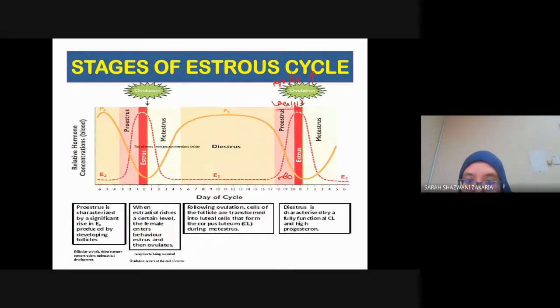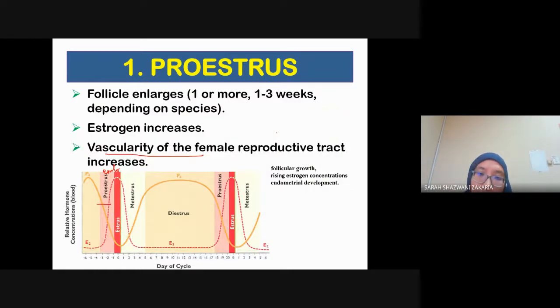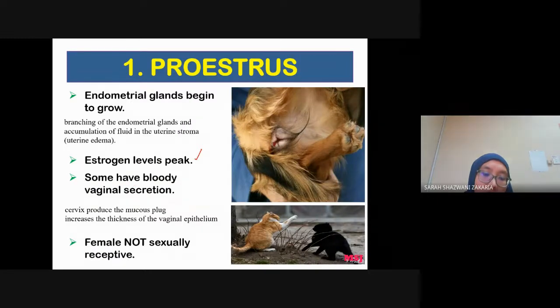Remember, when this drops, FSH, LH also, the withdrawal of steroid hormones, the withdrawal of progesterone and estrogen is a signal for the human menses, right? So same thing, the withdrawal of this will increase FSH and LH. At the same time, follicles will develop. At the same time, the menses occurs. Okay, the bloody discharge here. Cervix produces the mucus plug. The female is not receptive yet.